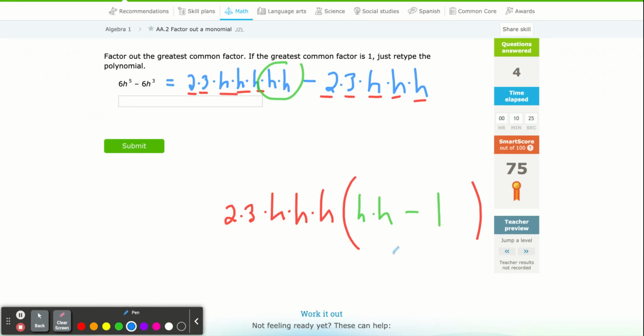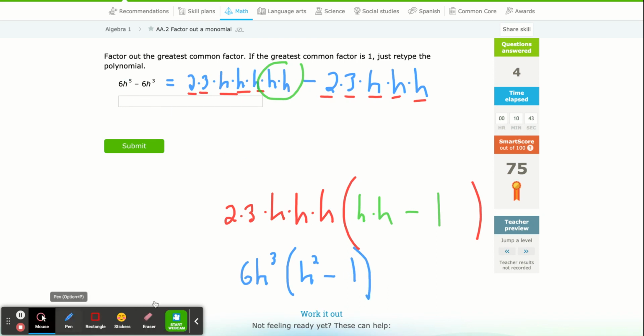That's very important to realize that I divided it out. So what my final solution will be is a 6, that's the 2 times the 3, times an h cubed, that's those 3 h's times together, and then we have an h squared, and then we have a minus 1. If you forget to do the minus 1, your answer wouldn't be correct because I need to distribute in, and I need to get a 6h cubed. And if there's no 1 there, I don't get a second term.